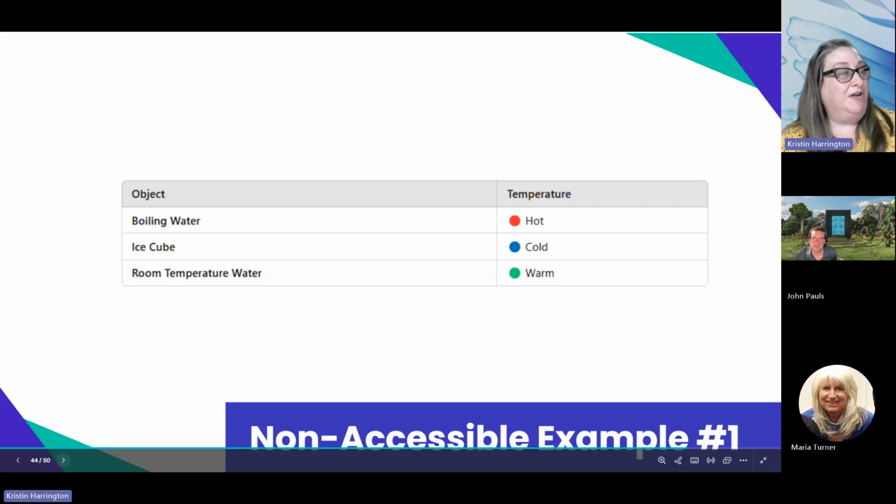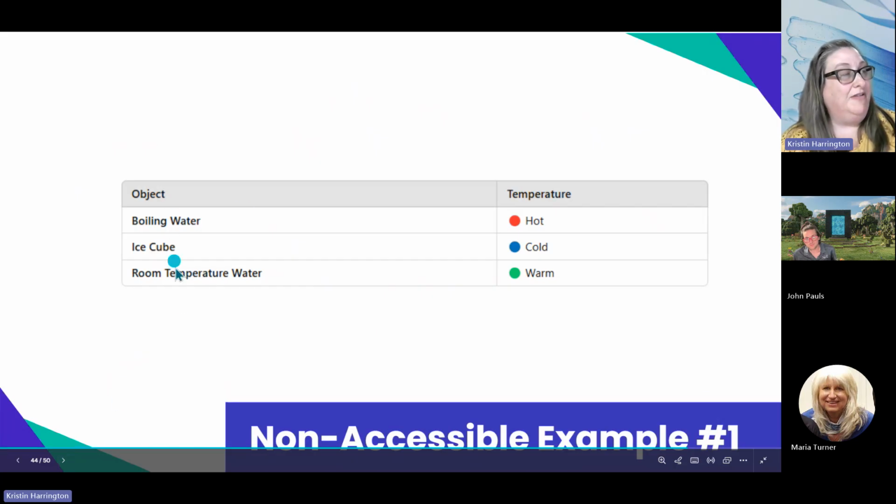We have three objects shown here: boiling water, an ice cube, and room temperature water. And those are all the objects. And then in the second column, it has the temperature: hot, cold, and warm. And it says hot is designated as red, cold as blue, and green is warm.